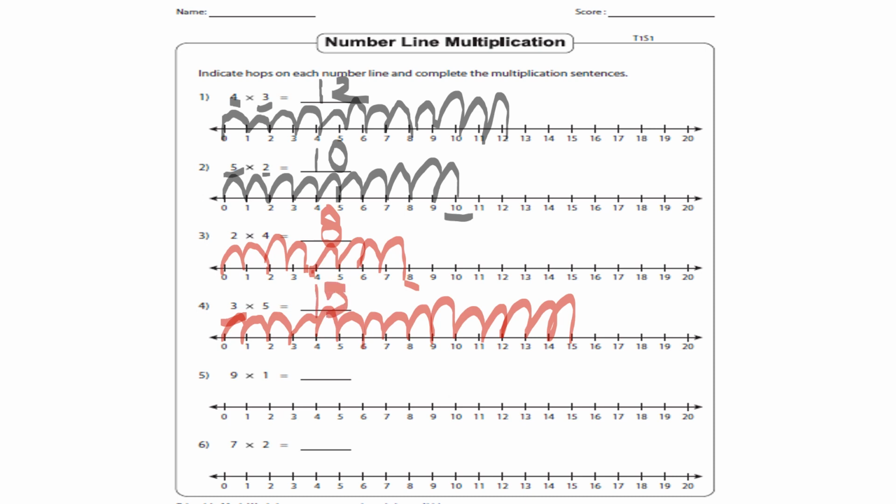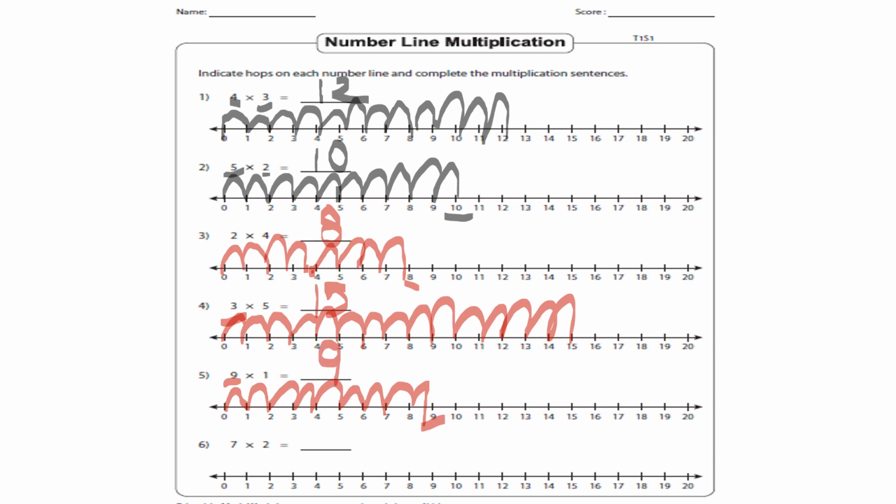Next. 9 ones are 9. So 9 steps. How many times? 1 time. 1, 2, 3, 4, 5, 6, 7, 8, 9. Where do we reach? 9. 9 ones are 9.